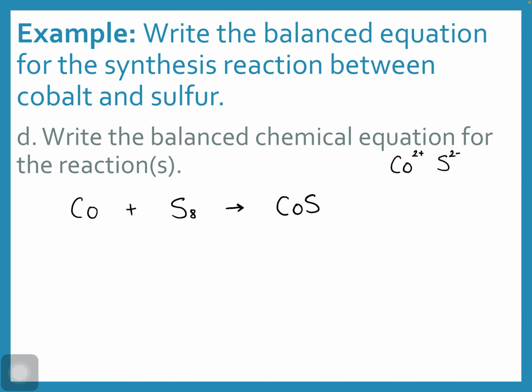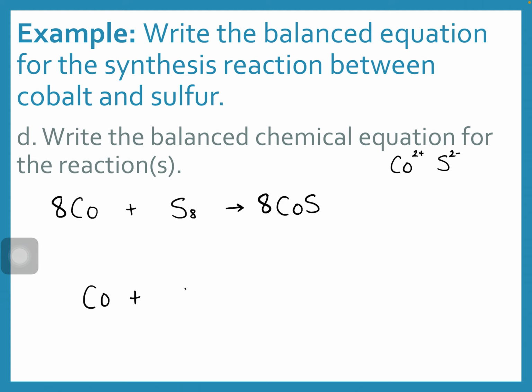So CoS. To balance here, I have 8 sulfur on one side and 1 here, so I'm going to put 8 there. Now I have 8 cobalt, so I'm going to need 8 cobalt there. So that is the balanced equation for cobalt(II) sulfide.